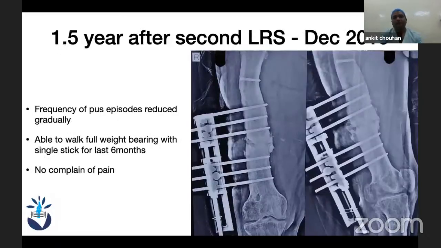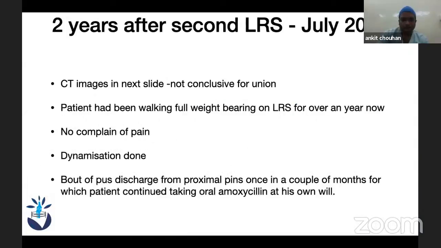So again, 1.5 years after second LRS, the frequency of the pus discharge from the infection site had reduced. He was able to walk without any support for the last 6 months. There was no complaint of pain. Only complaint was slight trickling of the pus from the pin sites. 2 years down the line, another CT scan was done. The patient was walking comfortably. The frame was completely dynamized.